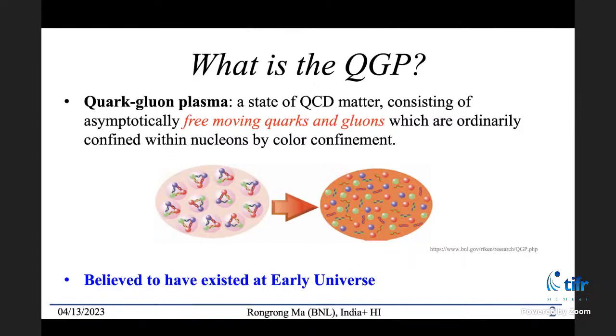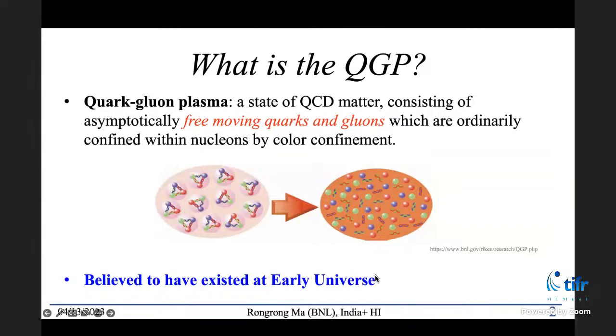special state of matter. So here you can see on the left-hand side, this is ordinary nuclear matter. You have the three quarks confined in a nucleon. On the right-hand side, usually people call this a soup of quark-gluon plasma. And here you can see the quarks and the gluons are moving almost freely. And this is a special state of matter, which is believed to have existed in the early universe. So that's one of the motivations why we want to study the properties of this quark-gluon plasma and how it evolved, which can help put input to the theory of the universe's evolution.